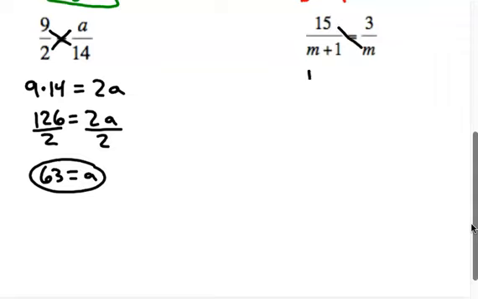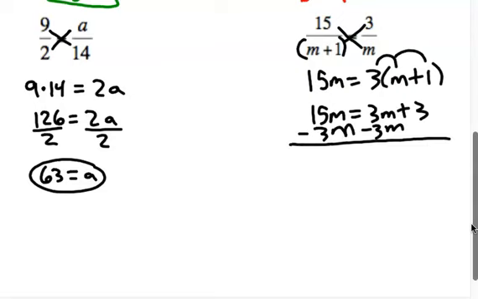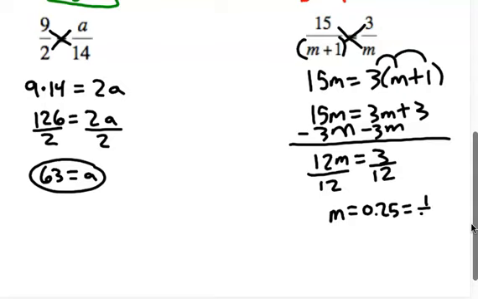So we have 15 times m equal to 3 times m plus 1. Okay, distribute the 3. We have 15m equal to 3m plus 3. Subtract 3m from both sides. We get 12m equal to 3. Divide by 12. Okay, so this time we get a decimal answer or a reduced fraction. Maybe you put 0.25, or maybe you put 1 over 4.